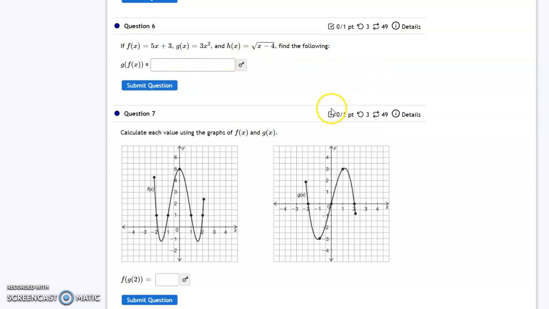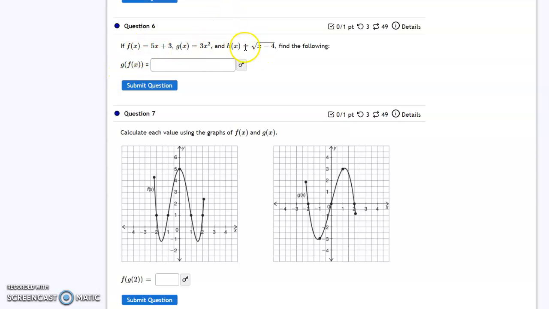Okay, so let's take a look at number 6. Your number 6 might be slightly different from this one, but it should be similar. We have that f of x is 5x plus 3, g of x is 3x squared, and h of x is the square root of x minus 4. And we want to find g of f of x, or g composed with f.